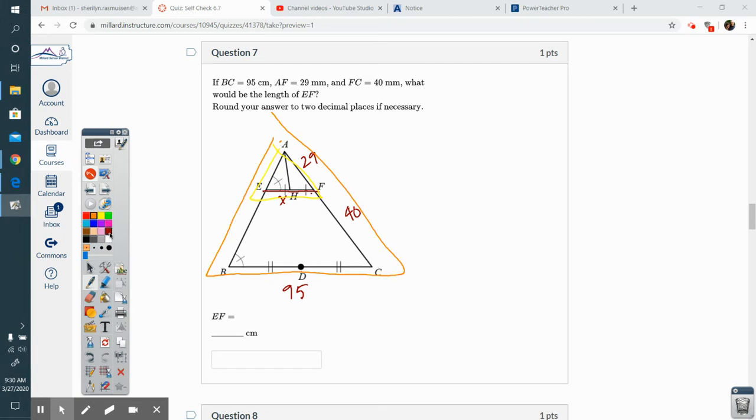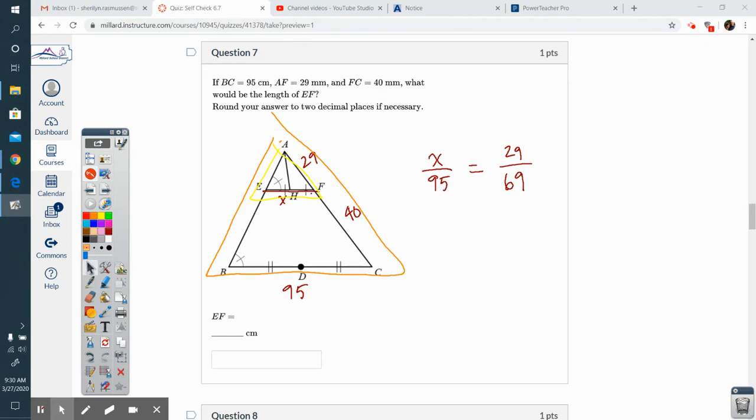So if we set this up, I say the base of the small is X, divided by the base of the big is 95. The right side of the small is 29, divided by the right side of the big. Well, this is 40, this is 29. Add the two together to get the total of the right side. Now, the whole point of this is we've got three things that we know, and then you try to find one thing.